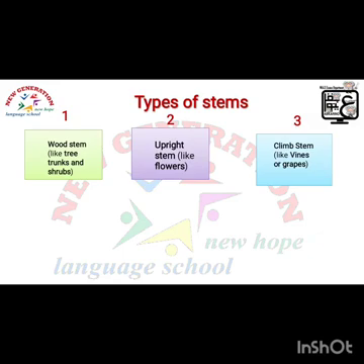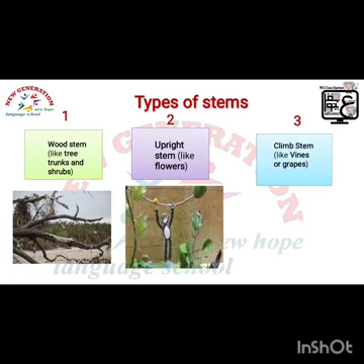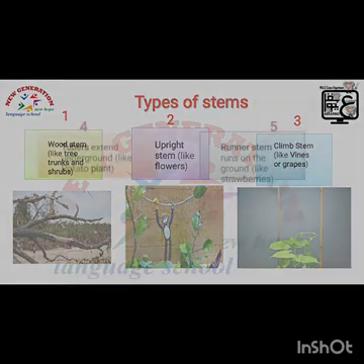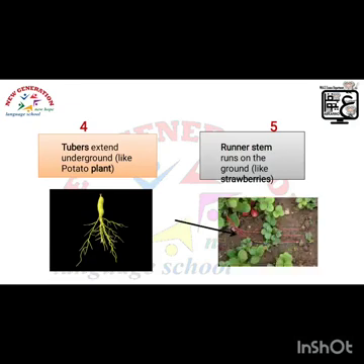Types of stem. We have 5 types of stem. Number 1, wide stem. Number 2, upright stem. Number 3, climb stem. Number 4, tuber stem. Number 5, runner stem, like strawberry. Tuber, like potato.